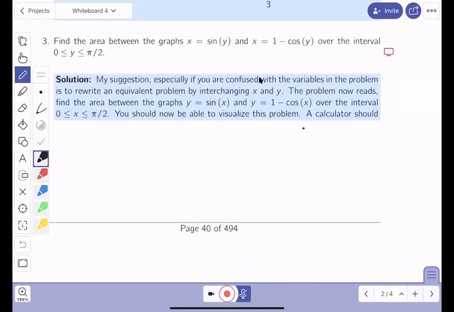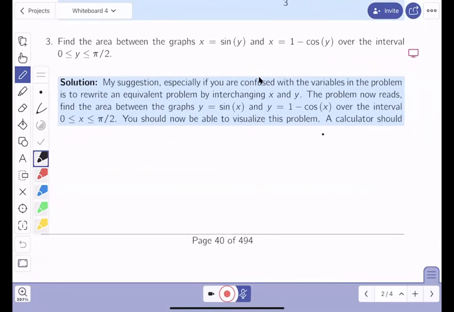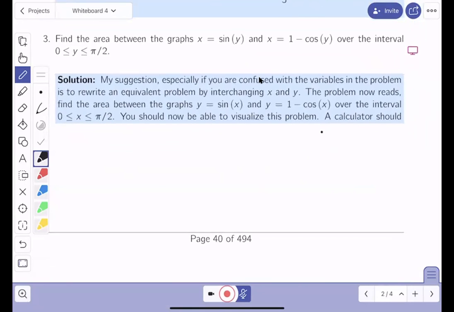Now, what I notice for a lot of students, what causes so much trouble for this problem is the way the problem is written. It's written as x equals sine of y, and x equals 1 minus cosine of y. And really what they're doing is changing the roles of the variables around. So what I'm going to do is go back to the familiar. So I'm just going to rewrite.